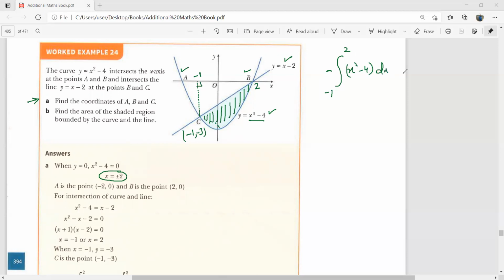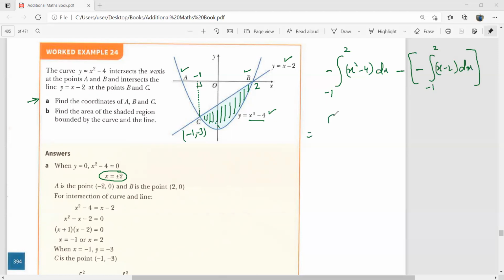This is like this. And then out of this, you have to minus the area under the line here, and there will be another minus because this area is also below the x-axis. So this would be -1, from -1 to 2, and its equation is x minus 2 dx. Instead of writing it like this, we can switch them and write them together, x square minus 4. I am going to do that. Just give me 1 second here.